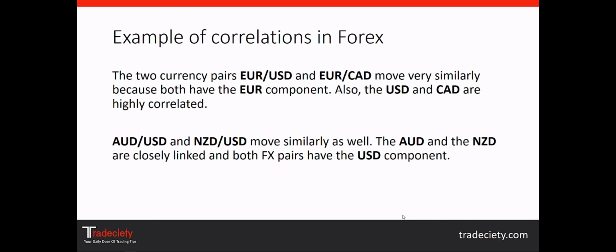So for example, let's take a look at the currency pairs Euro US dollar and Euro Canadian dollar. Both have the euro in their Forex pair. Also the US dollar and the Canadian dollar are very highly correlated because the two economies are very closely linked. And so naturally you can expect a high positive correlation between the Euro US dollar and the Euro Canadian dollar. As well, the Aussie US dollar and the New Zealand US dollar move very similarly because both have the US dollar component in their Forex quotation, and also the Australian dollar and the New Zealand dollar are very closely correlated because the two economies of those two countries are also very closely linked.